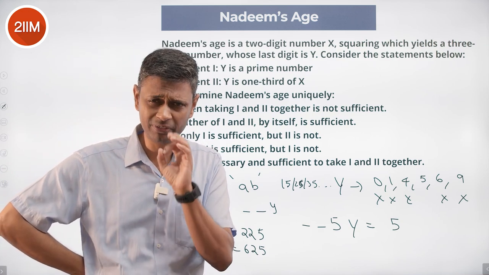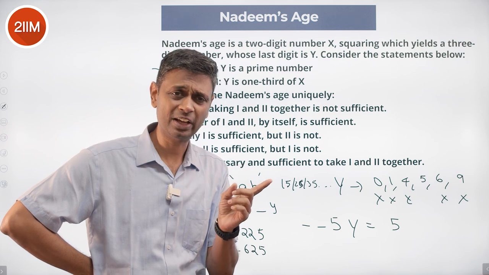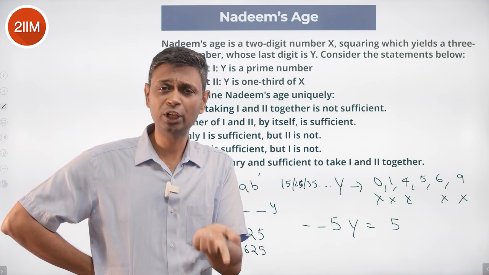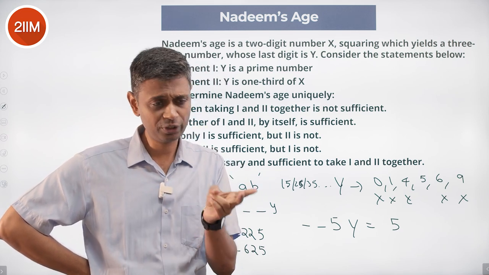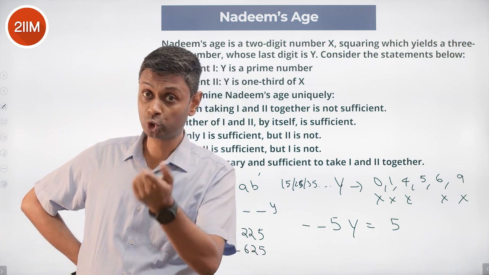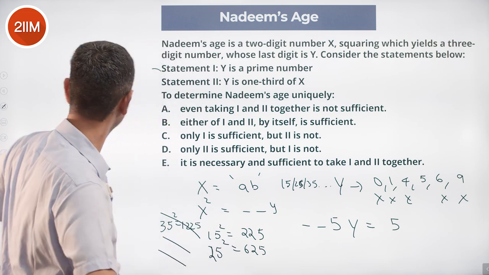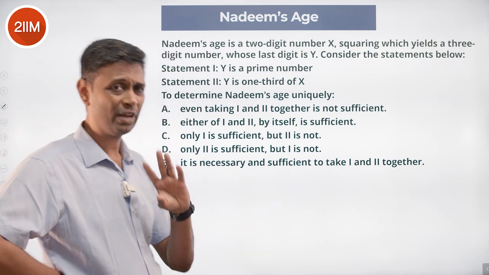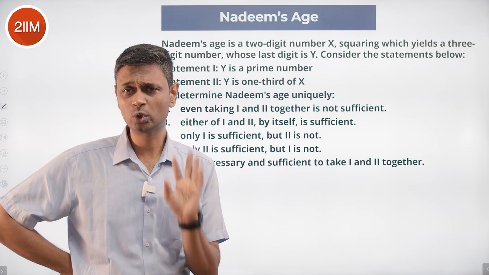That means Y can only be 5. Y is 5, X ends in 5. That means X could be 15 or 25. It cannot be 5. 15 or 25, both work. 35 onwards don't work, but 15, 25, both are possible. So statement 1, very interesting, very useful, but no great shakes yet.